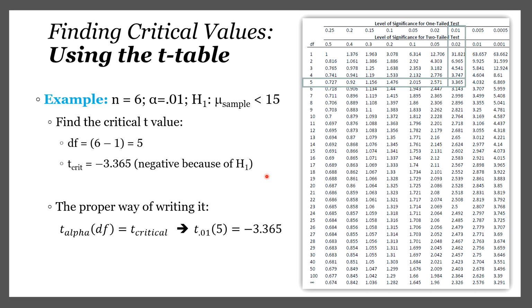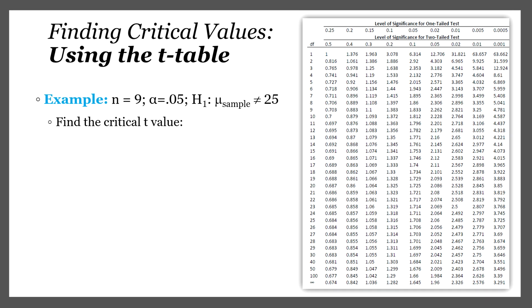Now, there's also kind of a proper way of writing these critical values. And so you would say T subscript alpha parentheses DF equals your critical T value. So in our case, it would be T subscript alpha 0.01 parentheses DF, that's 5, equals negative 3.365. That's our critical T.